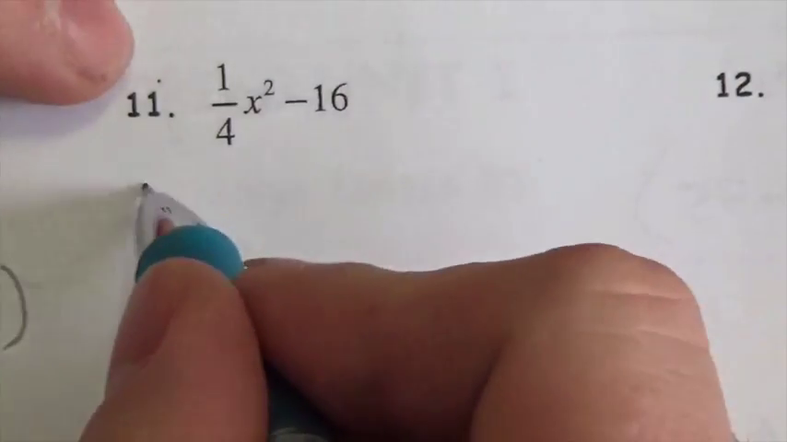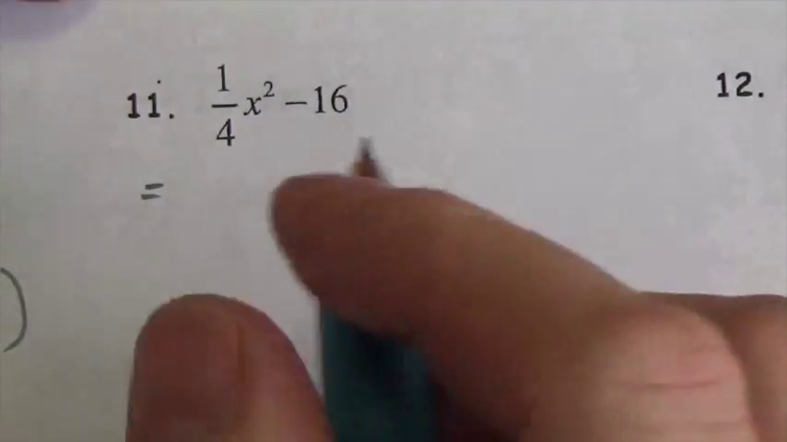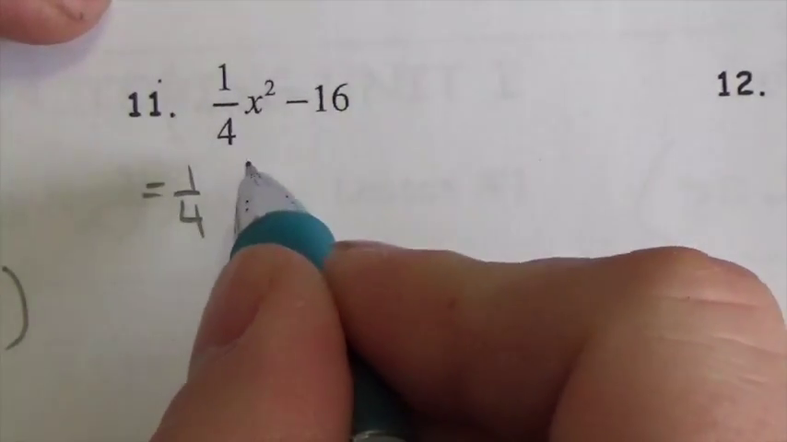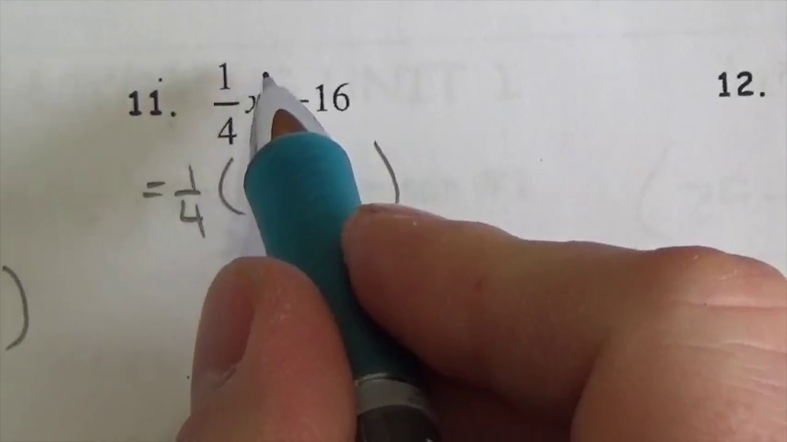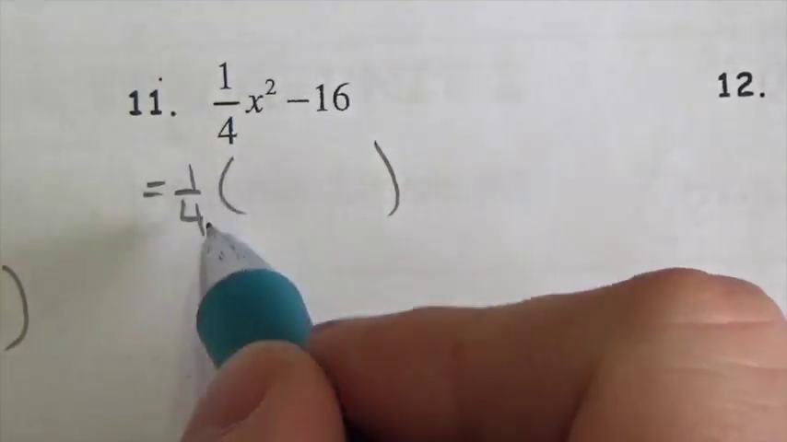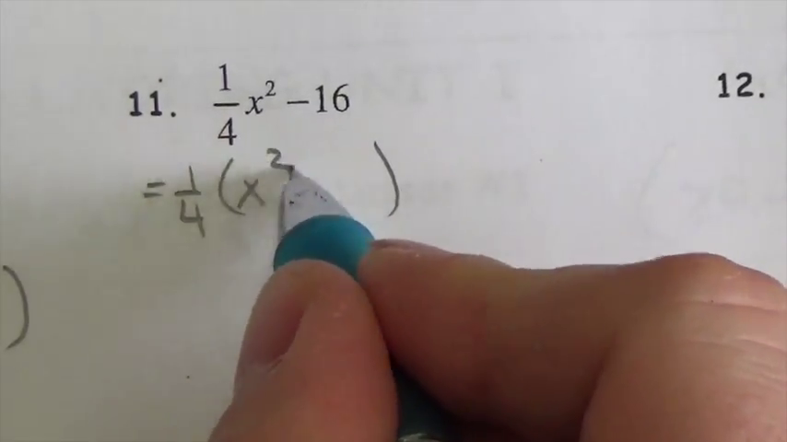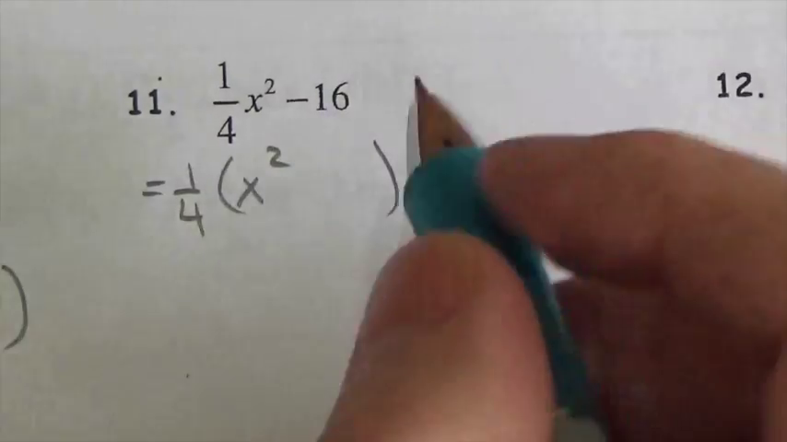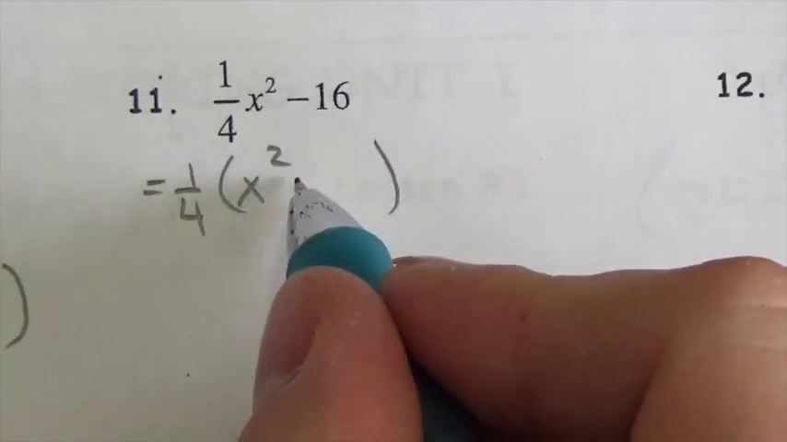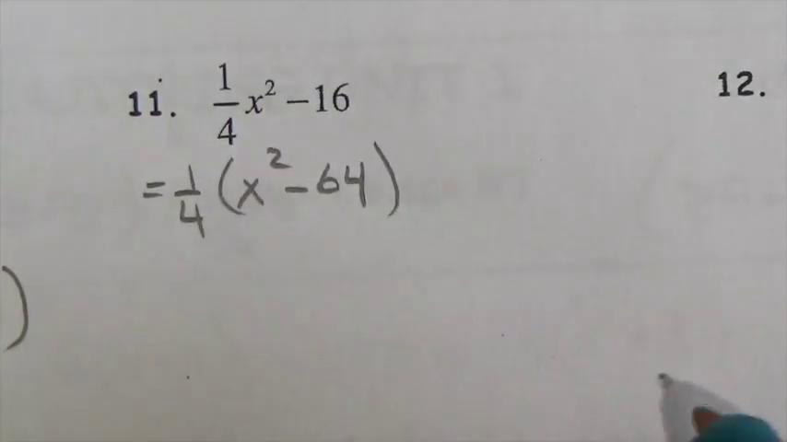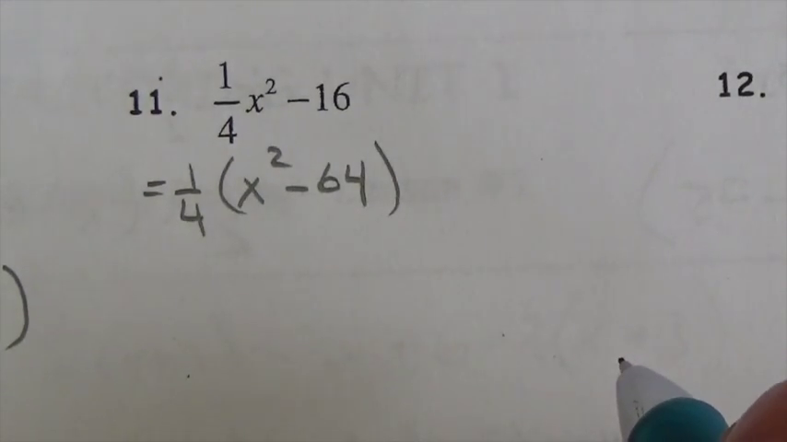Okay, I got a fraction here. I don't want the fraction, so I'm going to factor that out first before I even try to do any kind of difference of squares here. Now, x squared over 4 divided by 1 over 4, essentially I'm just getting rid of that leading coefficient, that 1/4. Negative 16 divided by 1/4 is going to be minus 64, or negative 64.